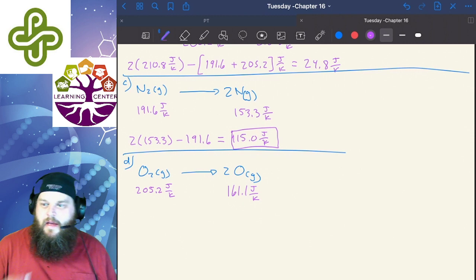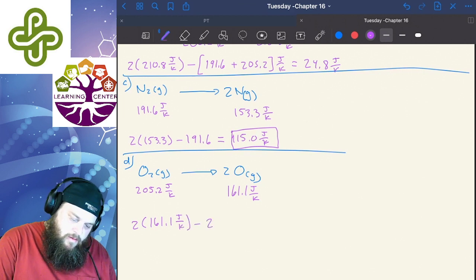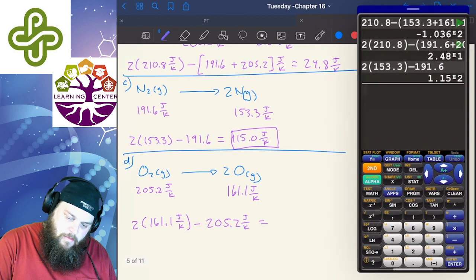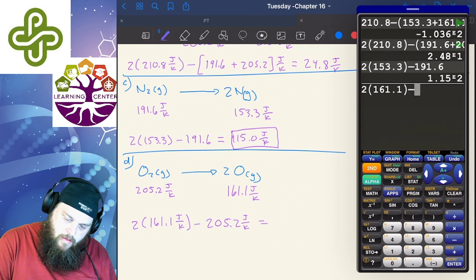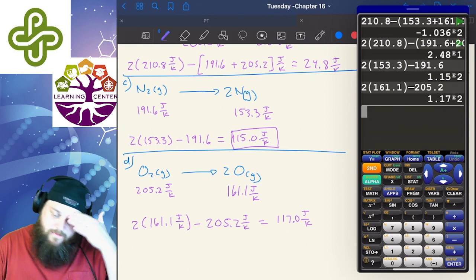So when I do the math on that, I have 2 times 161.1 joules per Kelvin minus 205.2 joules per Kelvin. So that's 2 times 161.1 minus 205.2. And we end up with 117 joules per Kelvin. Should be a 0.0 for sig figs.